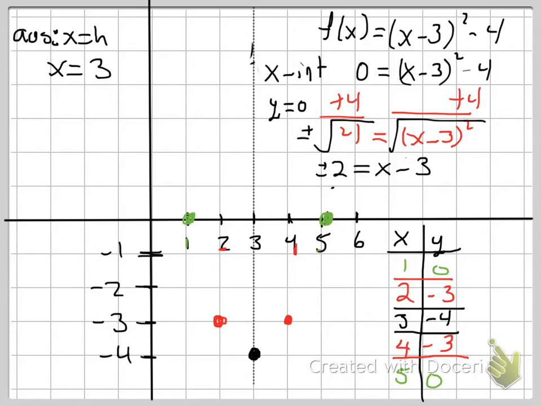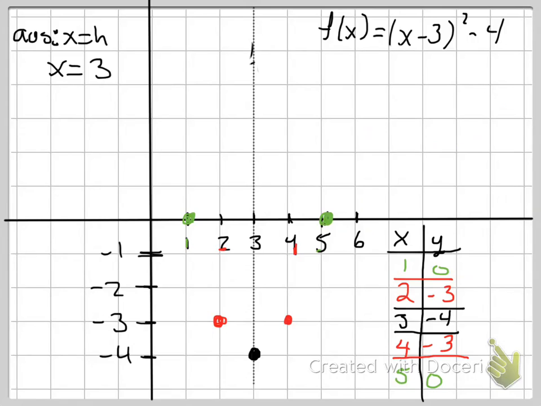And just like with the absolute value equations, we have to set this up into 2 equations. So 2 equals x minus 3, or negative 2 equals x minus 3. And so that's going to give us our x-intercepts at x equals 5 and x equals 1, and we already found that. Now to find the y-intercept, that's going to be a little bit easier. When finding the y-intercept, that means we're going to be on the y-axis, so all the x's are going to be 0.